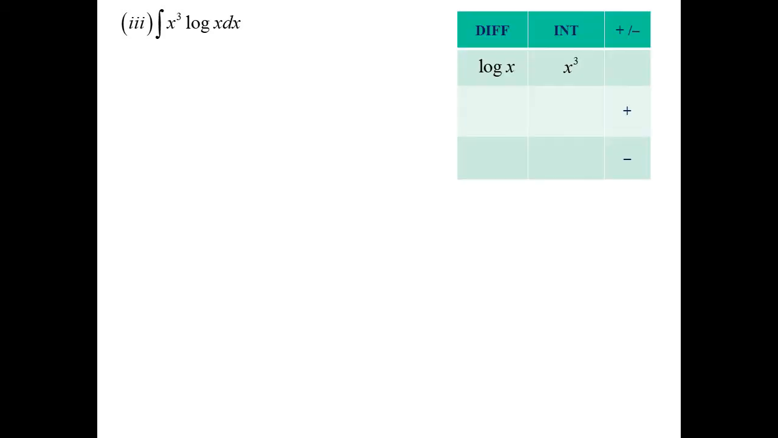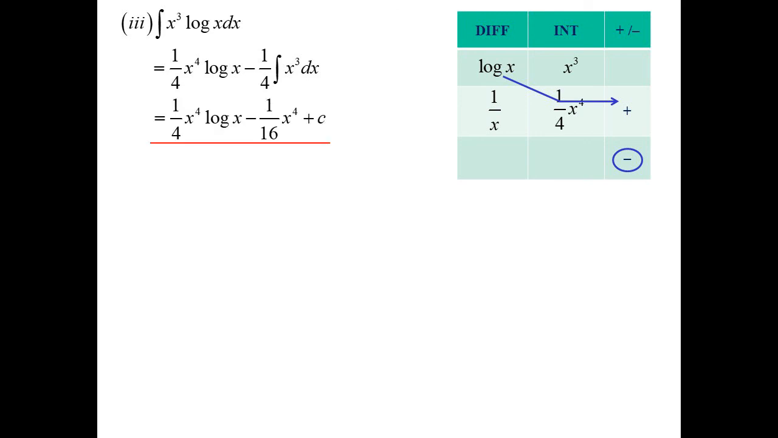Okay, so I can't integrate log x, so it becomes the differential. So I'm going to keep going until I get something I can integrate. Differentiate log x, I get 1 on x. Integrate x cubed, I get a quarter x to the 4. Multiply those together, I've got something I can now integrate, so I'll stop there. Tic-tac-toe. Then it's minus the integral of a quarter x cubed, and then we just integrate that.